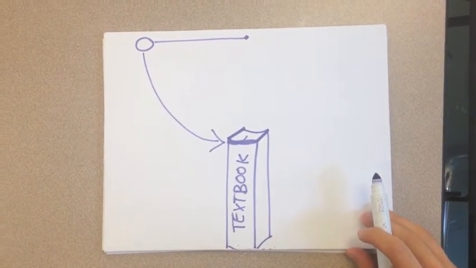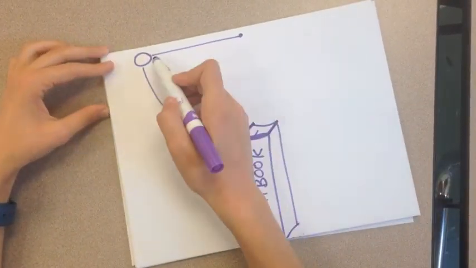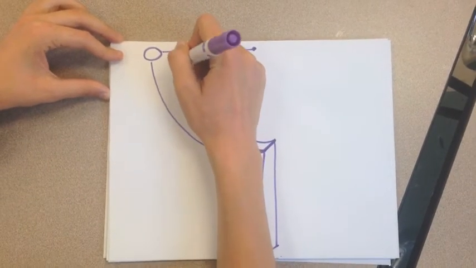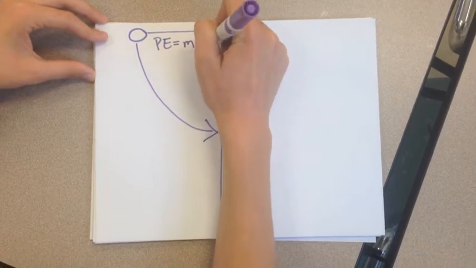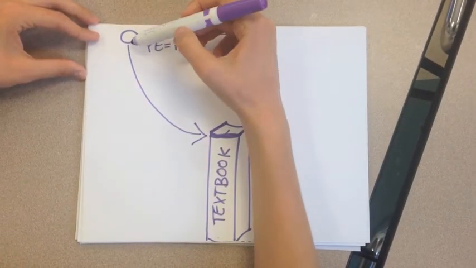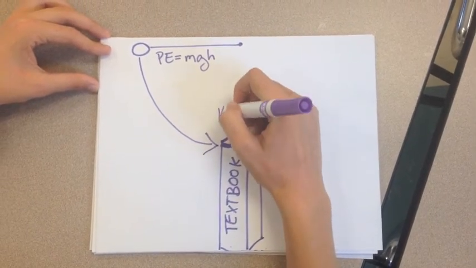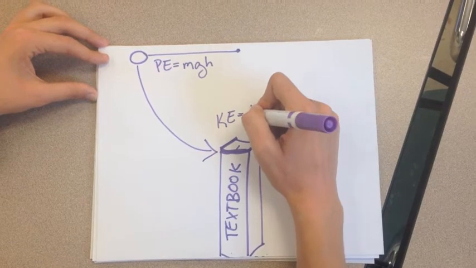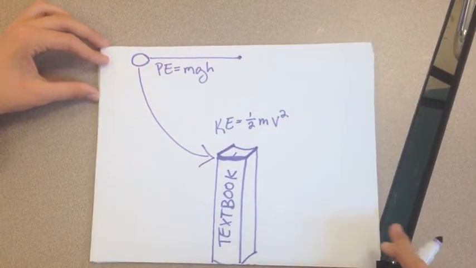At this point, when released, all of the object's energy is potential at the top, and you can find an object's potential energy using the equation: potential energy equals mass times gravity times height. When it swings, all of its energy is converted to kinetic energy. Kinetic energy can be found by multiplying 1/2 times the mass times the velocity squared.